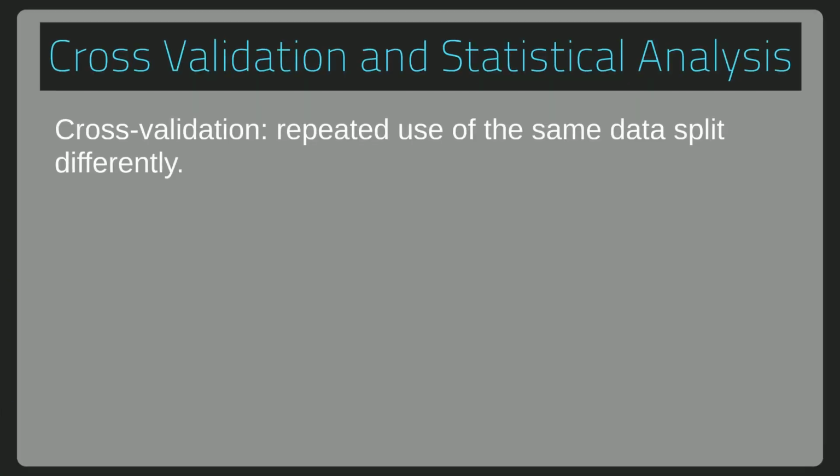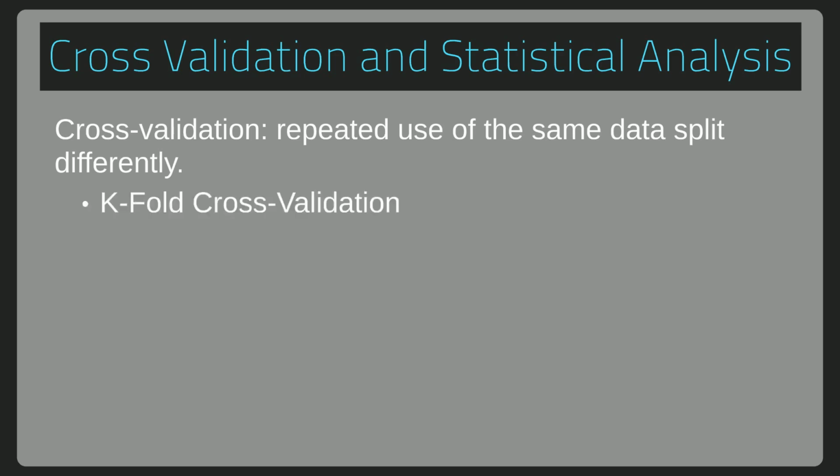Finally, we have cross-validation and statistical analysis. Cross-validation, which is the repeated use of the same data split differently, is again going into that blocking where we're separating out a validation test set as well as a training set. And remember, as soon as you do the validation step, the algorithm has essentially learned from that validation data, and so that now becomes part of the training data. But cross-validation is always important because it shows that our algorithms can generalize.